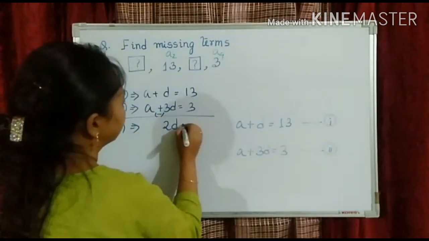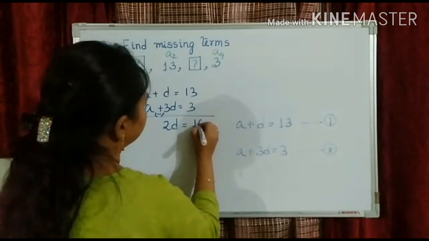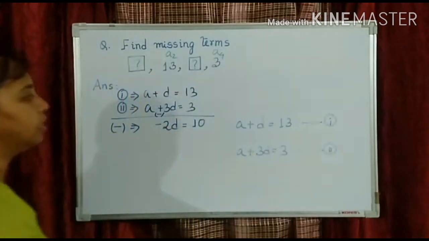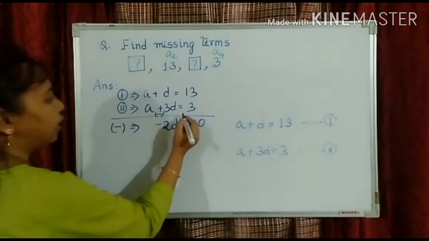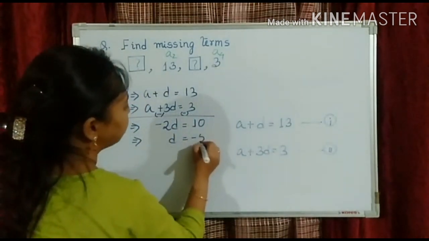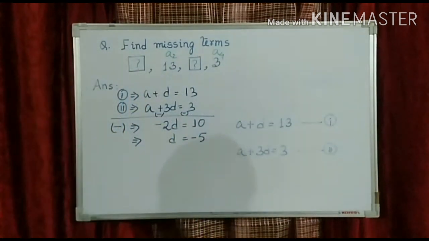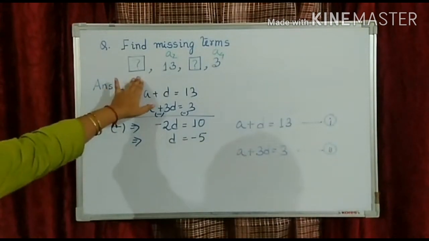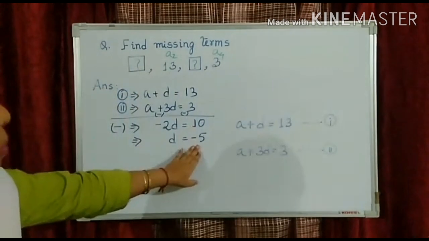So you will get minus twice D equal to 10. Here also the sign will change. So D, ultimately, you will get equal to minus 5. So the fixed value which is added to the preceding term to get the next term is minus 5.